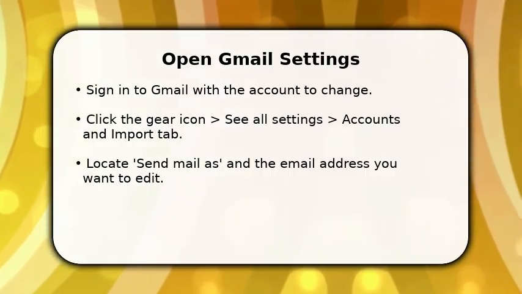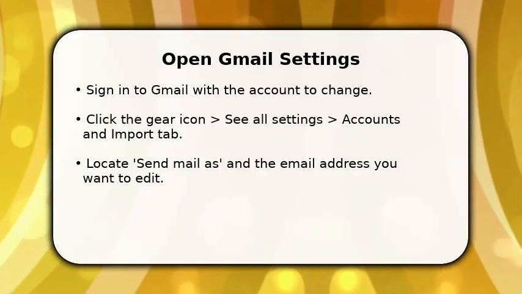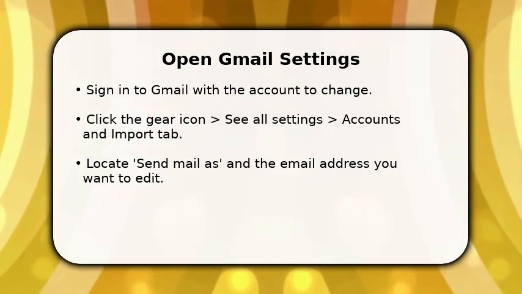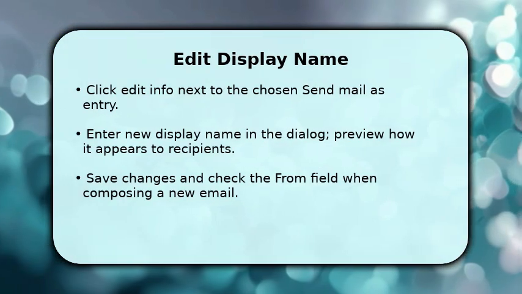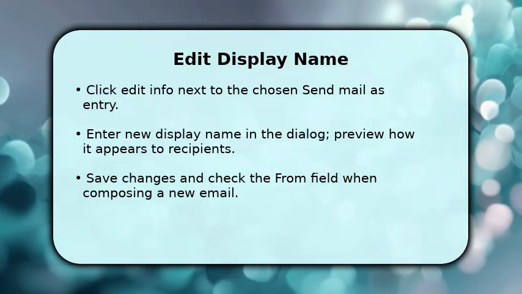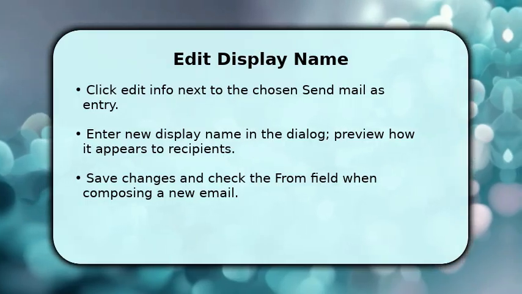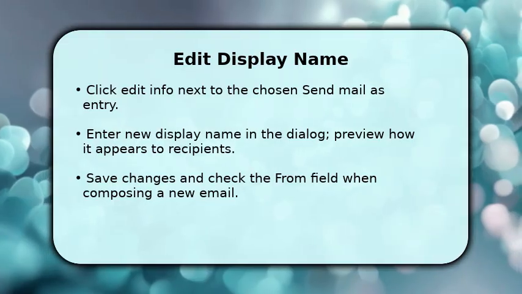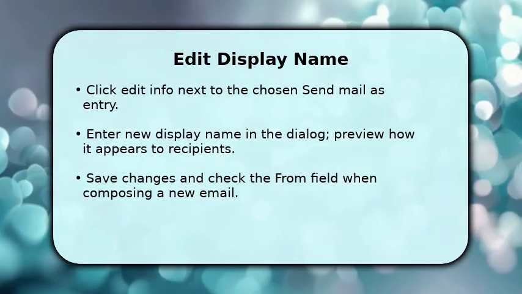Make sure you're editing the right address, especially if you manage multiple Send Mail As entries or aliases for the same account. Click Edit Info beside the Send Mail As entry to open the dialog box where the display name lives. Type the new name exactly as you want recipients to see it. Once done, glance at the sample formatting so you understand spacing and punctuation effects.